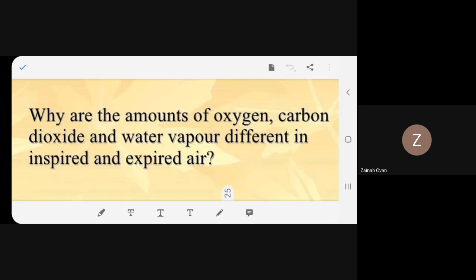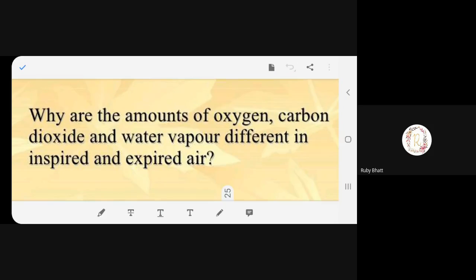When we inhale, what is going inside? Oxygen. So oxygen is more, carbon dioxide is less. Right or wrong? Yes, ma'am, it is right. That means oxygen is more, carbon dioxide is less.